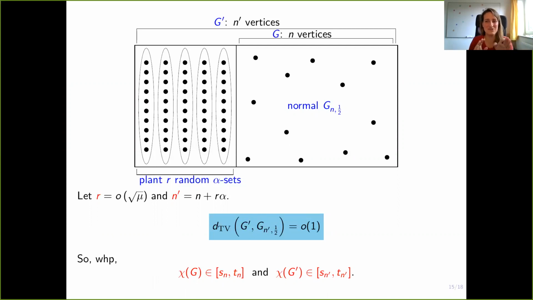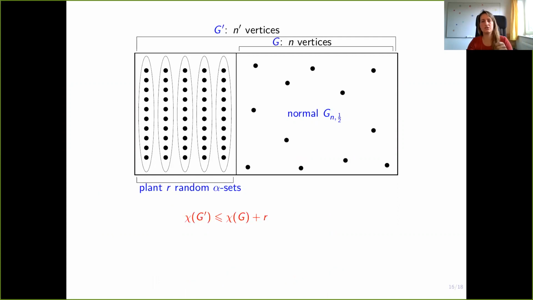So this is why I wanted to have a construction like this. We also know that the chromatic number of the outer random graph is at most the chromatic number of the inner random graph plus r. That's because if you have a coloring of the inner random graph and you add all of these independent sets as their own color classes, that gives you r additional colors and you've colored the whole graph. So the chromatic number of the whole thing is at most the chromatic number of the inner thing plus r.